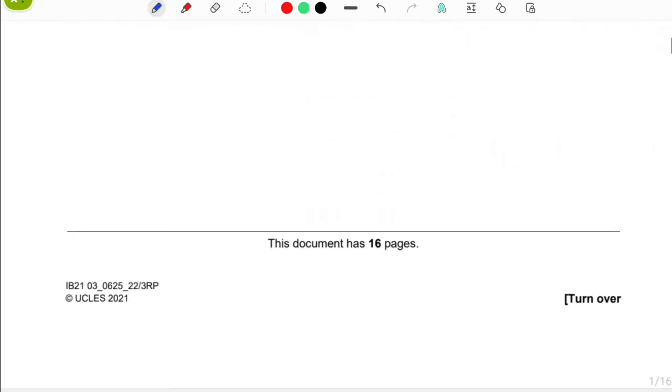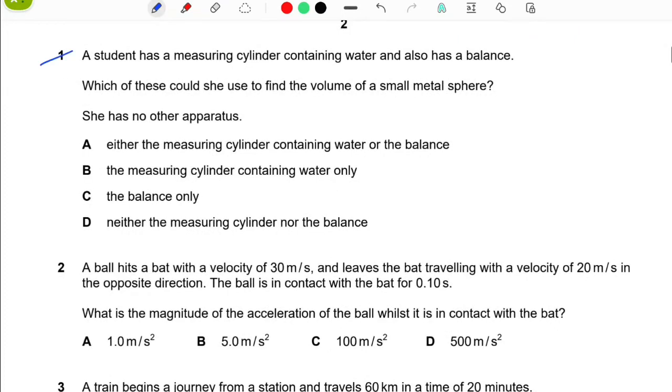So yeah, without further ado, let's get started. So the first question is pretty much easy. A student has a measuring cylinder containing water and also has a balance. So he has a weighing machine and a measuring cylinder with water in it, and a weighing machine.